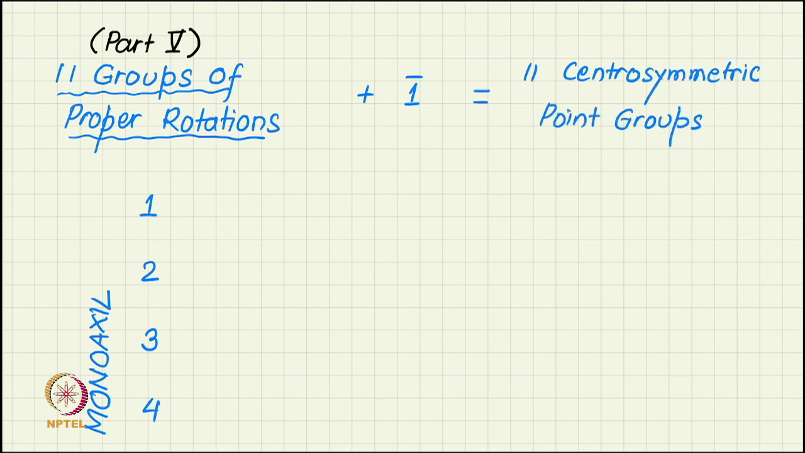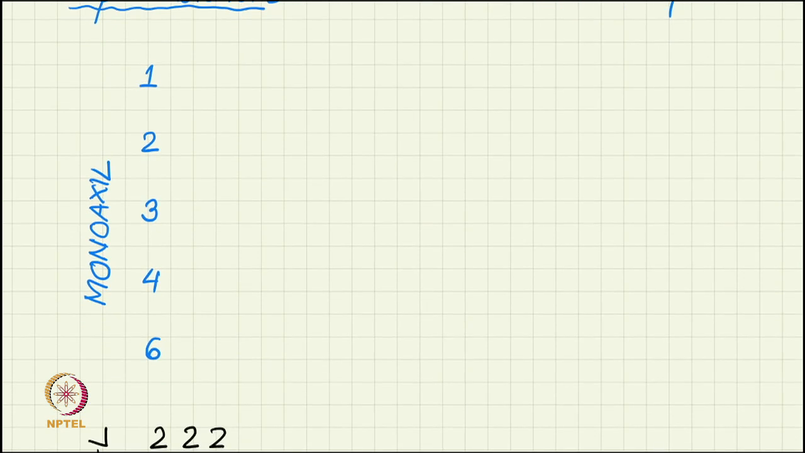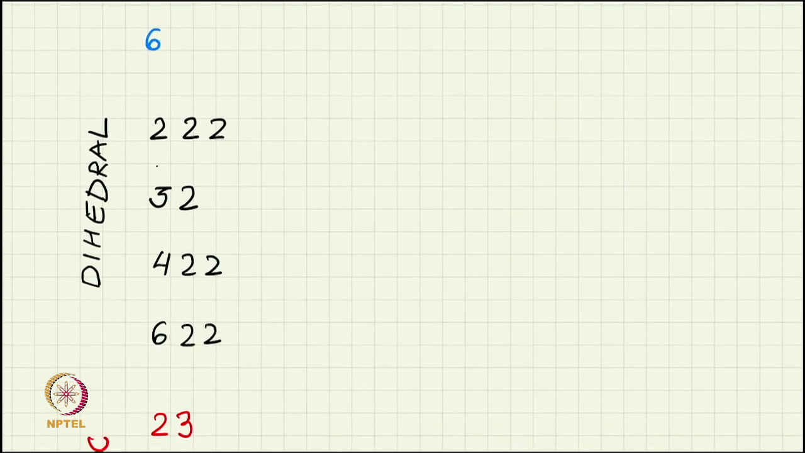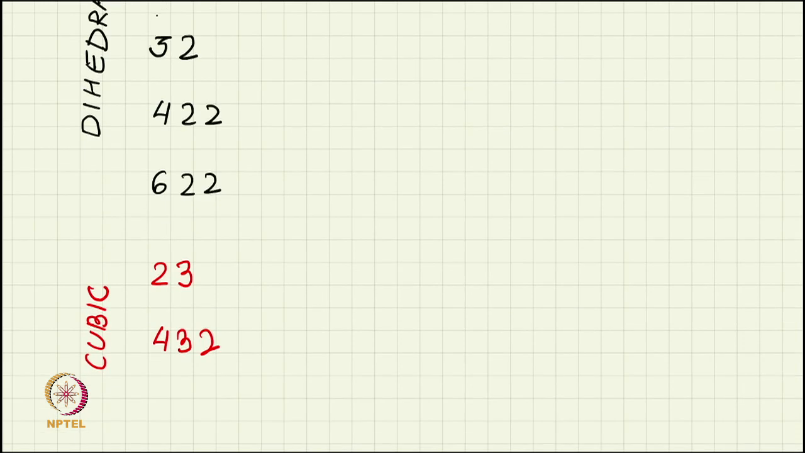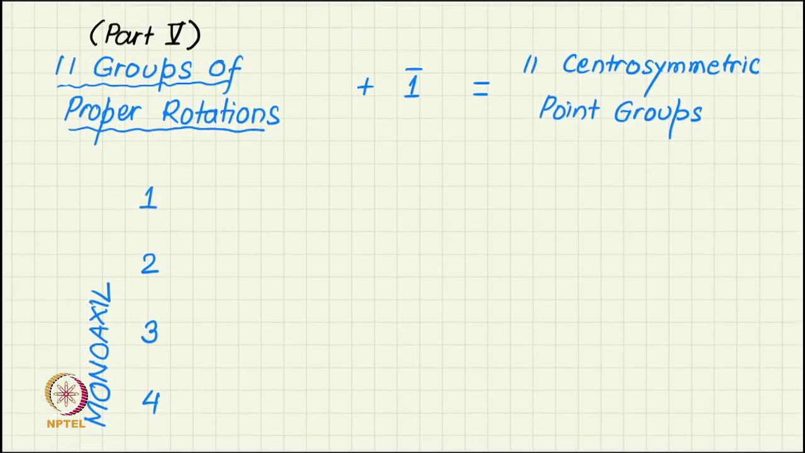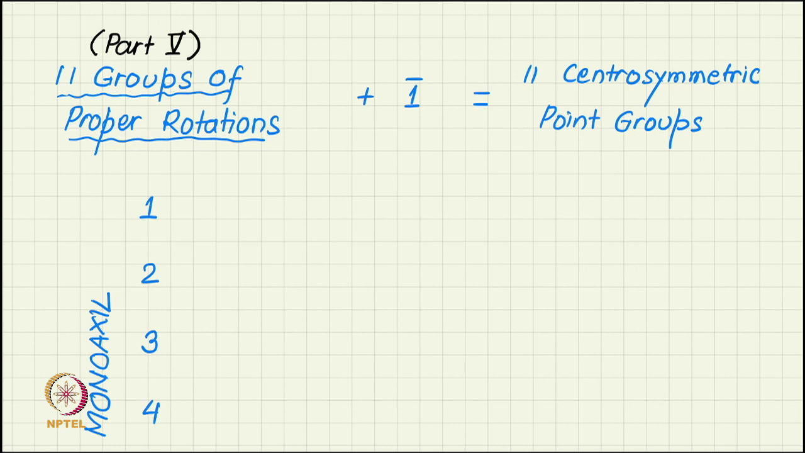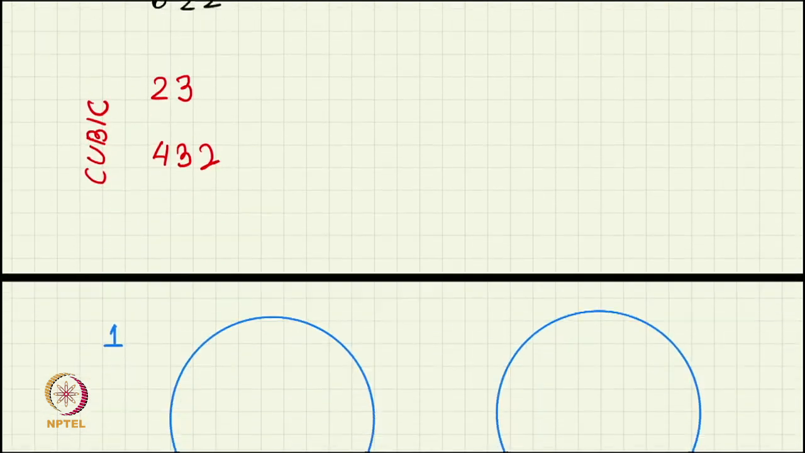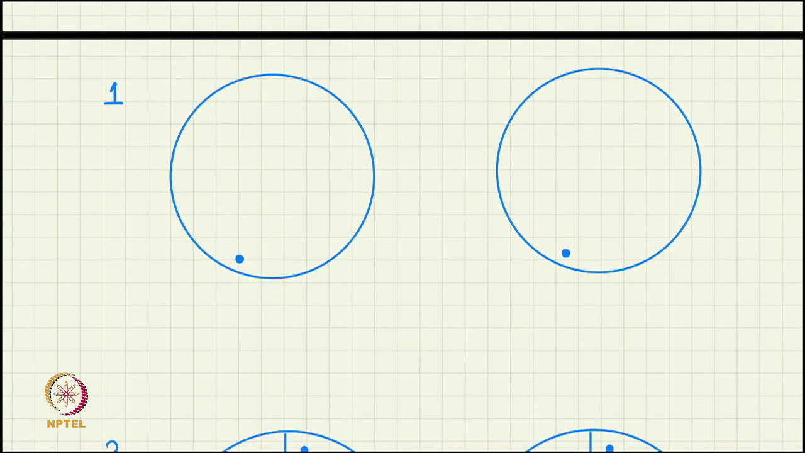So, the 11 proper rotation groups, if you remember, were the monoaxial groups 1, 2, 3, 4 and 6. Then there were dihedral groups 222, 32, 422 and 622. These have one principal axis like 2, 3, 4 and 6, and perpendicular to that there are two-fold axes. And there were two cubic point groups, 23 and 432. So, our job now is to add a center of inversion to each of them and see what the resulting groups are. So, we do this exercise one by one.